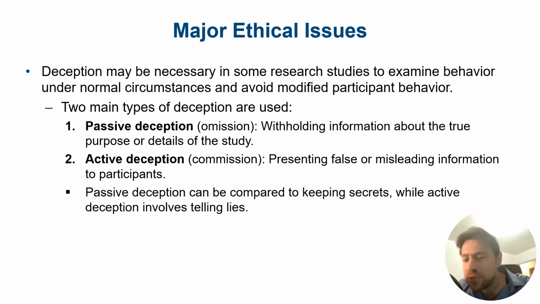So there are two types of deception. There's passive deception. This is omission. This is when you withhold information about the true purpose of the study. And then there's active deception, commission. This is when you present false or misleading information deliberately. So if you want an analogy, passive deception is keeping secrets, while active deception is telling lies.